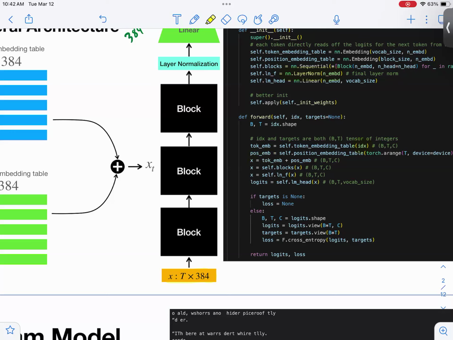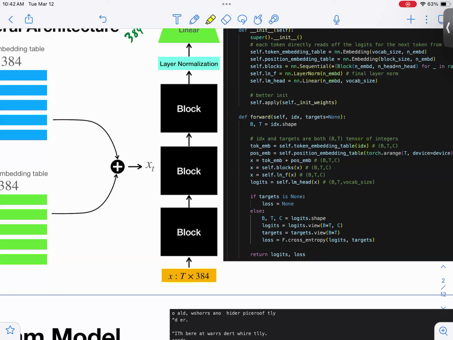So this X is just the addition. And you get B by T by C, basically. C here is the embedding dimension, because for every token in every batch, you get one embedding. And now we operate on this tensor. This tensor passes through each block, and at the end, we pass it through a linear transformation to map back to the number of classes.